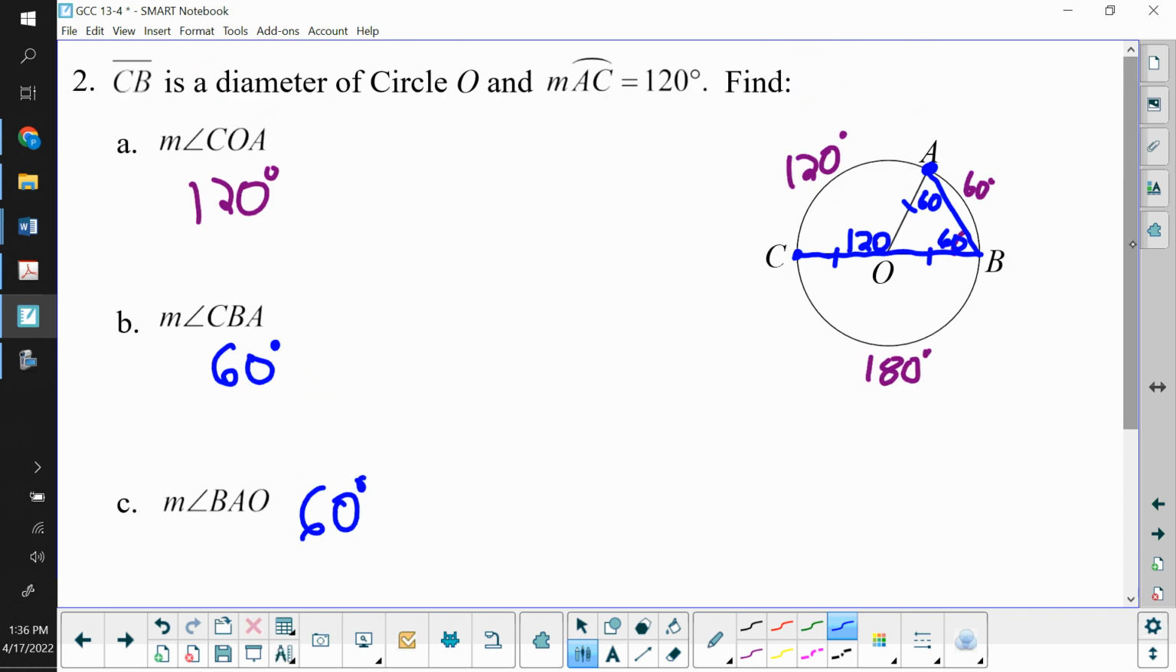So be on the lookout for radii in your picture. If there's multiple radii in a triangle, that makes it an isosceles triangle. And we can use the fact that isosceles triangle implies 2 congruent base angles to help us get other angles.